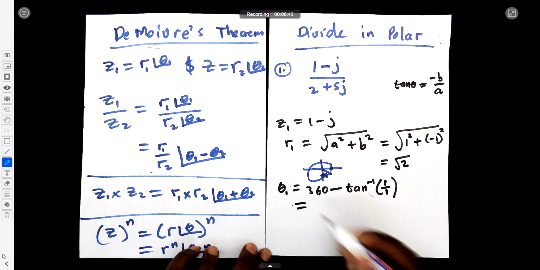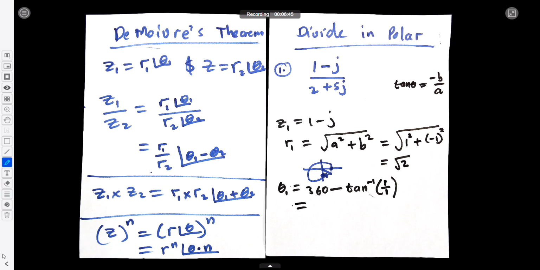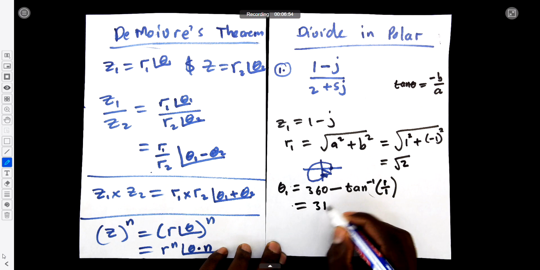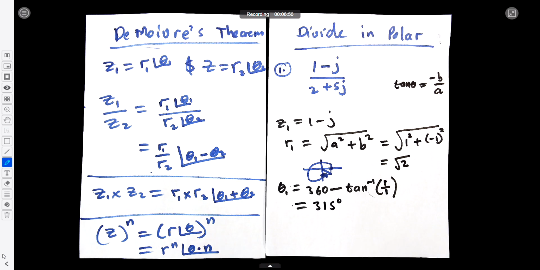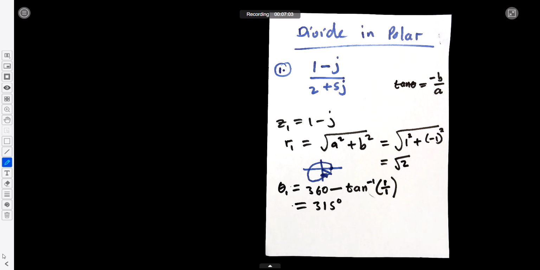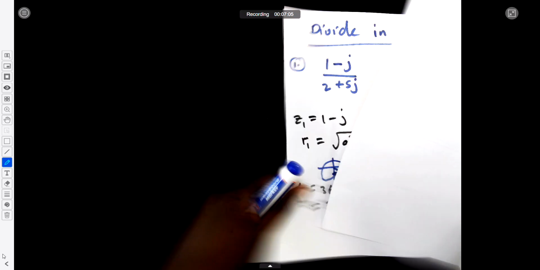So what is our theta 1? 360 minus arctan 1, it's 15 degrees. So I hope you see it's true. We're in the fourth quadrant there. The angles are greater than 270. So we need to even solve now the second one.